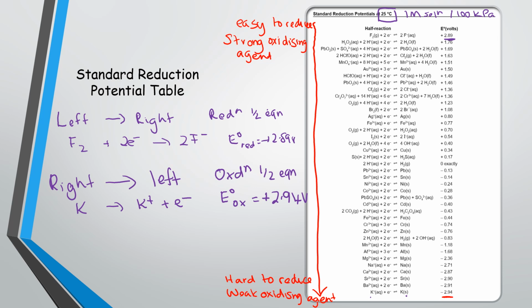Because we're going in the opposite direction, we're reversing the sign. So that means that as you go from the bottom all the way up to the top, when we're reversing the direction, potassium here on the right hand side is really easy to oxidize, which makes it a strong reducing agent.